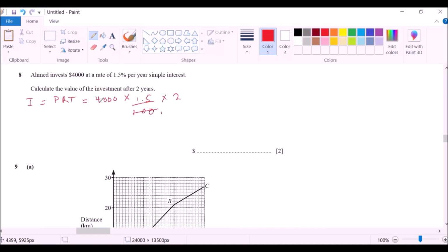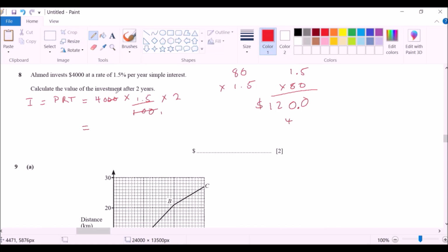100 into 100, 1. 100 into 4,000, 40. 40 times 2 is 80 times 1.5. So we can say 1.5 times 80. 0, 8 times 5, 40, 0 don't carry 4. 8 times 1, 8 plus 4, 12. Number of decimal places is 1, so 120. Now, this is the interest, $120.